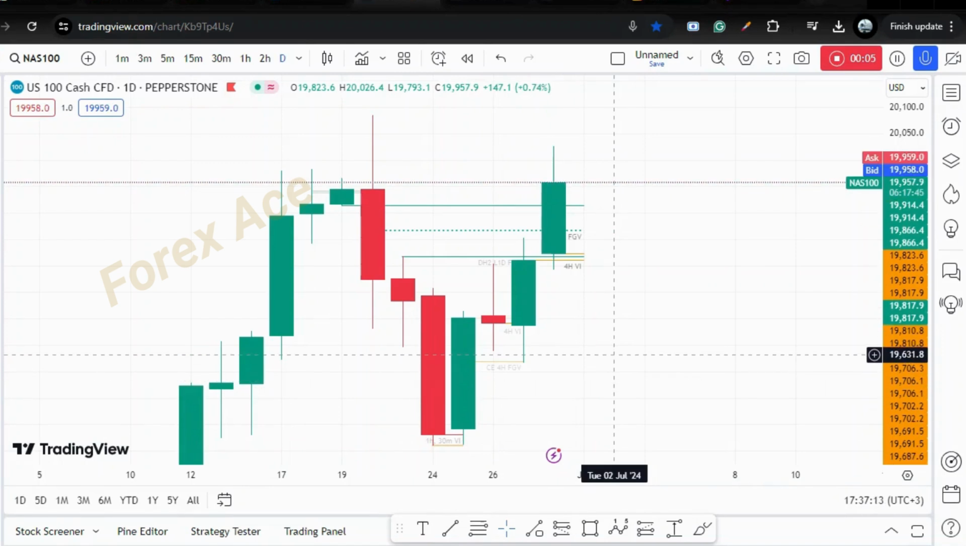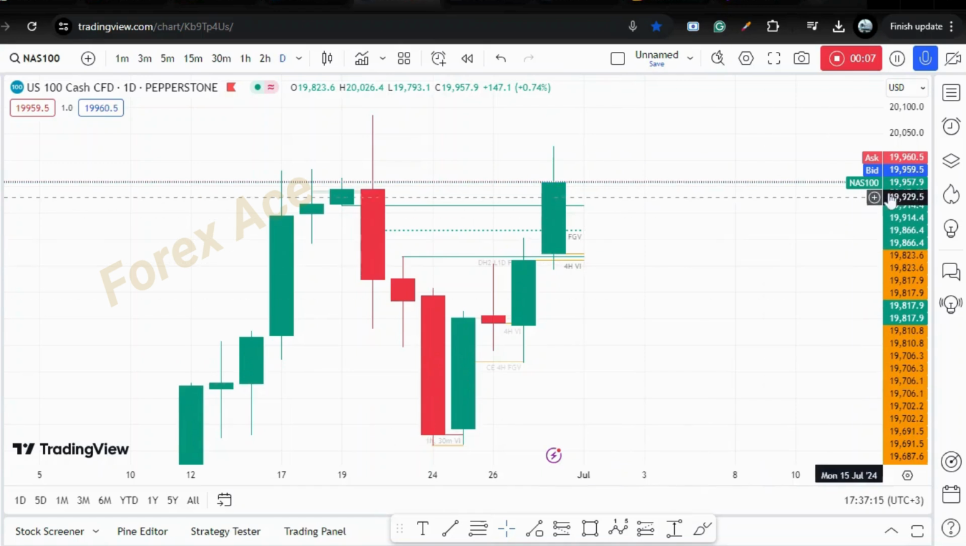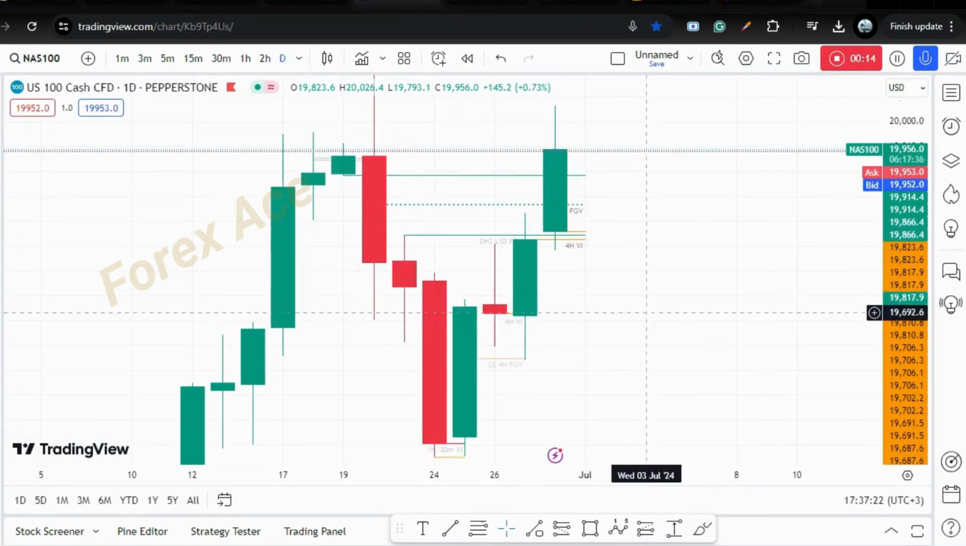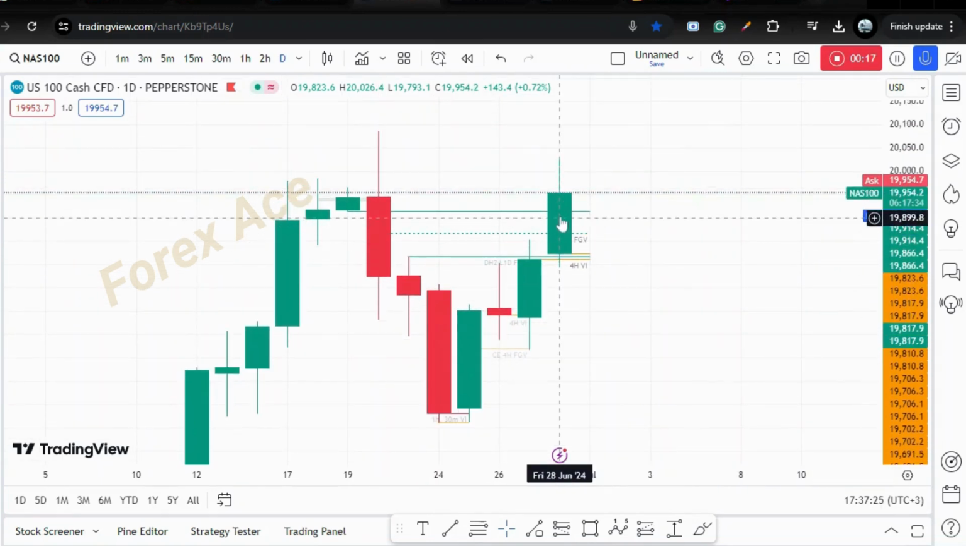Well, this is to show you the trade that I took today, how I was able to catch it. So I was able to catch two trades, both the buy and the sell. So look at this market. This is the daily time frame, okay?